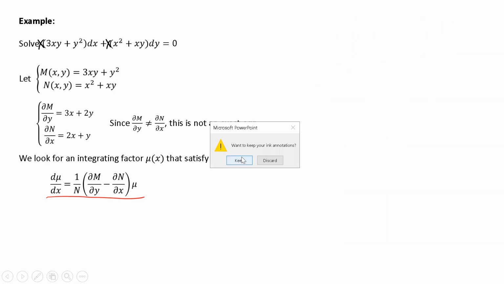Okay, so pretty much we have learned all the methods that I want to cover for the first order differential equation.